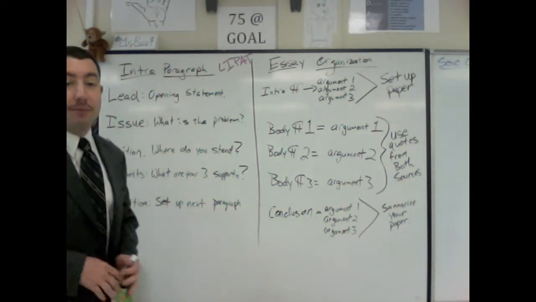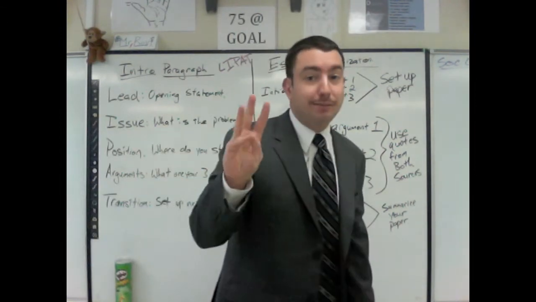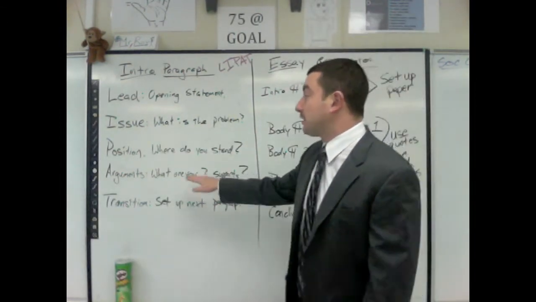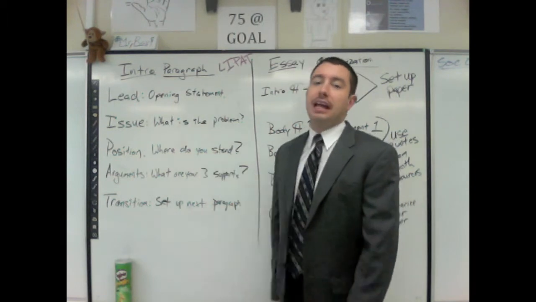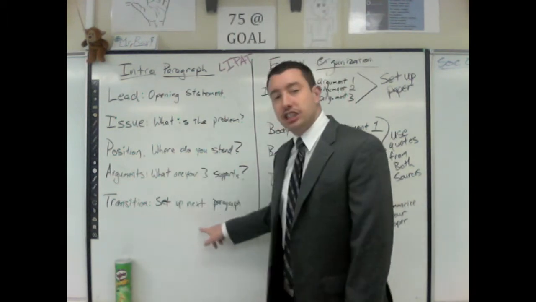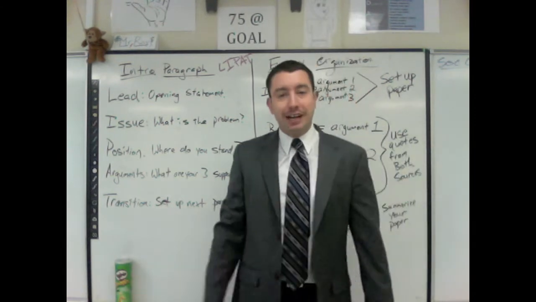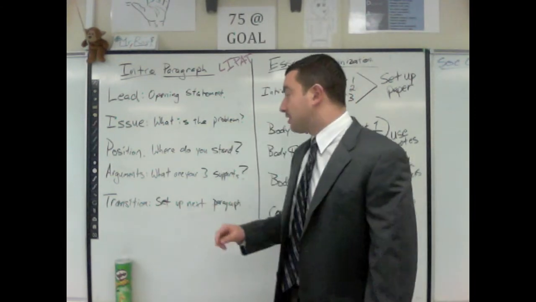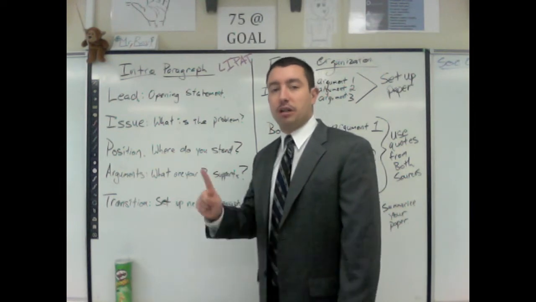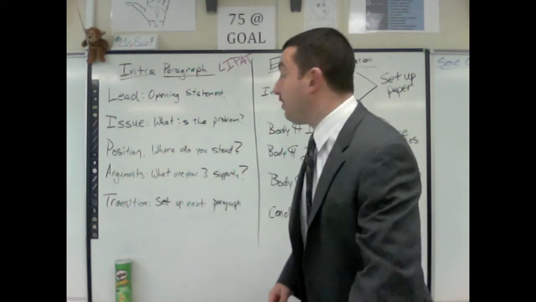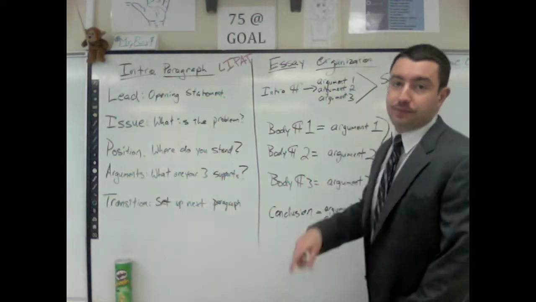Next, you have arguments. You're going to be giving 3 arguments. Make sure you're giving 3 arguments that support your position, 3 reasons why you have this position. And then finally, you're going to have a transition, which is going to basically set up your next paragraph. It's going to be one of your arguments. You're going to be setting up the discussion of one of your arguments. And we're going to talk about that right here in the essay organization.